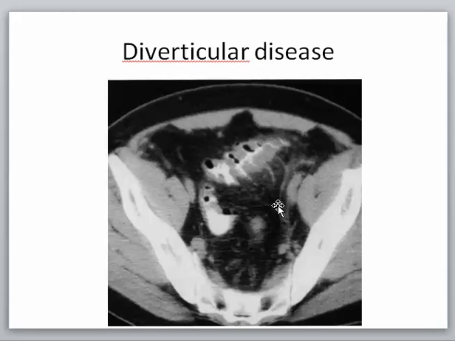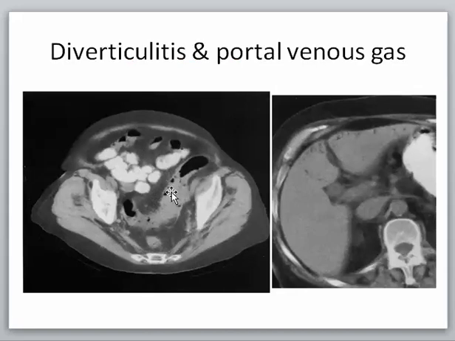This is the typical sawtoothing in spasm of the sigmoid, while the cause is diverticular disease with pericolonic edema and inflammatory reaction. These are the necks of the diverticuli. Some are filled with contrast and some are filled with air. Diverticuli filled with air in a spastic sigmoid, and here the periphery is showing air. That means there is portal venous gas reaching into the liver.